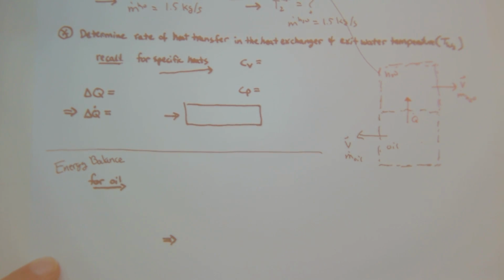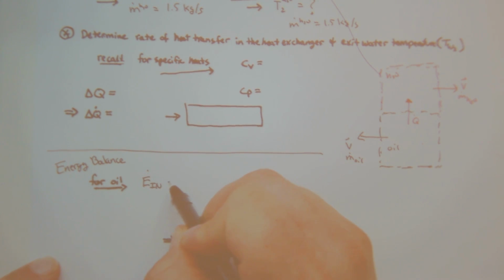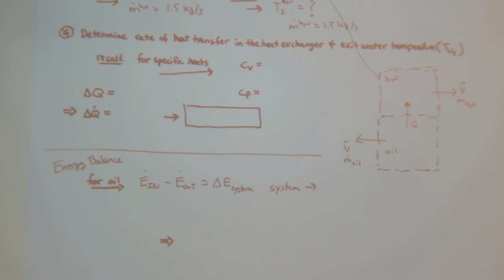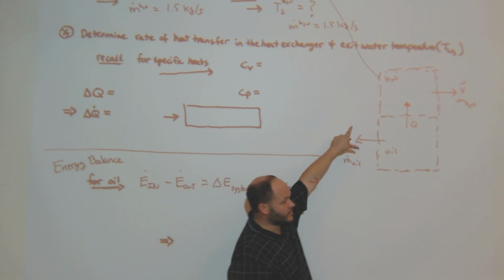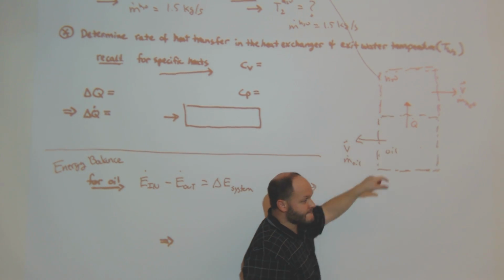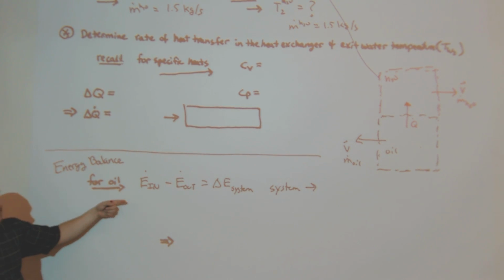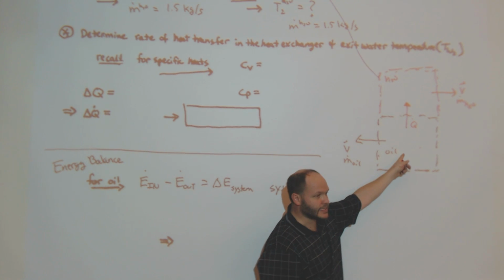for the oil. So I have energy in dot minus energy out dot equals the change in energy of my system, and my system is what? Remember, I took that other problem and now I'm looking at a small subset of it inside. And I'm doing the energy balance from the oil's perspective. So my system is this.